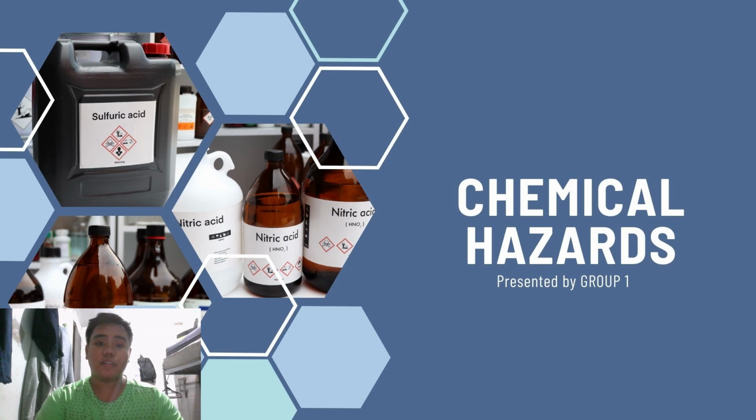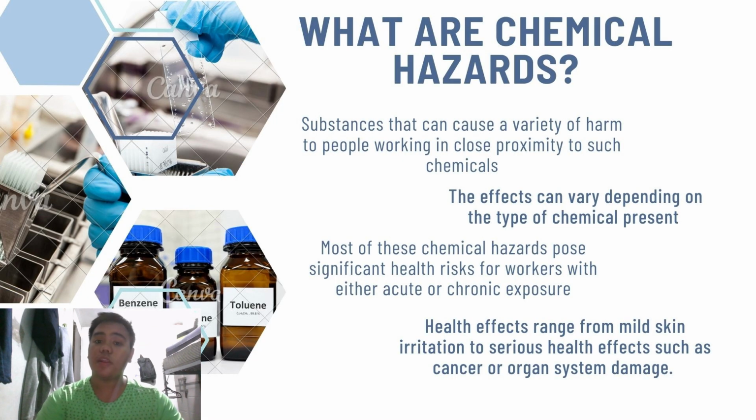Chemical hazards are substances that can cause a variety of harm to people working in close proximity to such chemicals. The effects can vary depending on the type of chemical present, but in the histopathology laboratory, most of these chemical hazards pose significant health risk for workers with either acute or chronic exposure. Health effects range from mild skin irritation to serious health effects, such as cancer or organ system damage.